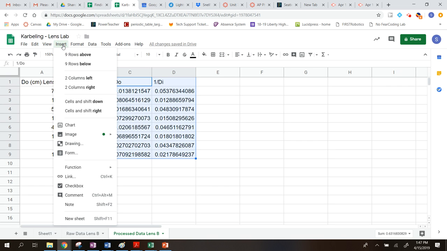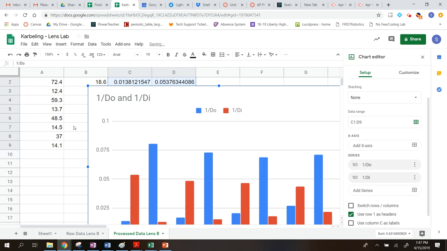I'm going to go to Insert, Chart. Now, I want you to just watch it because I don't want to have to pause every 5 seconds. Okay? So I'm going to go to Insert, Chart, and then it thinks it's clever and it says, oh, you want a bar chart? And I say, no, thank you.